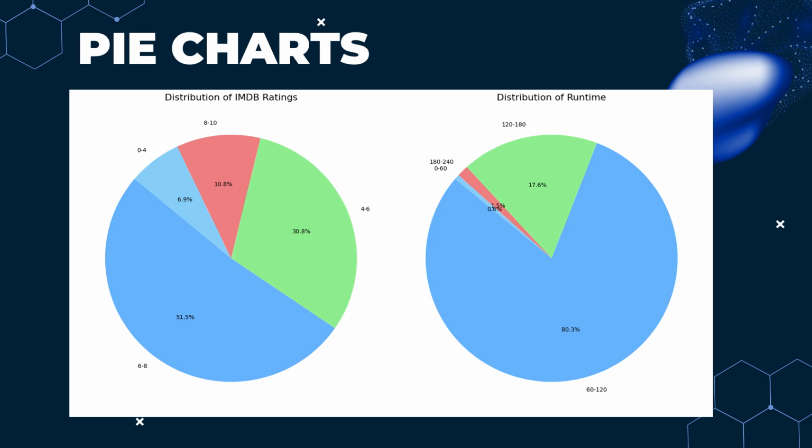On the right, the runtime distribution shows that over 80% of movies are between 60 to 120 minutes long. About 17% run between 120 to 180 minutes, and only a small fraction exceeds 180 minutes or falls under 60 minutes. These visuals highlight trends in both ratings and runtimes, reflecting common patterns in movie data.